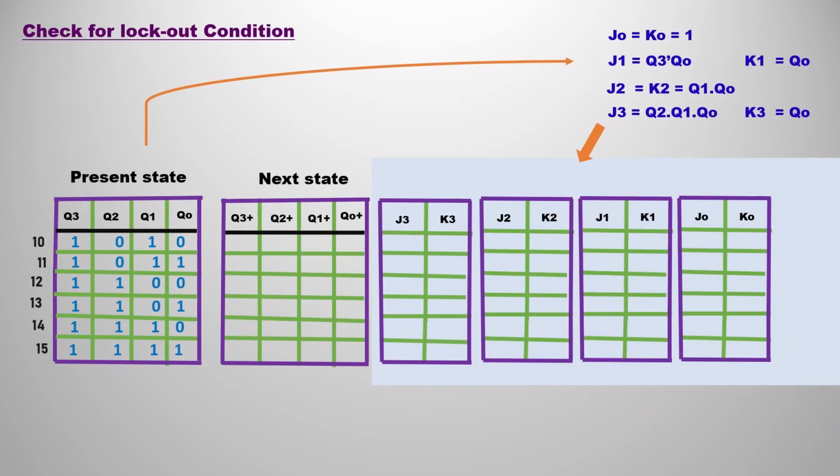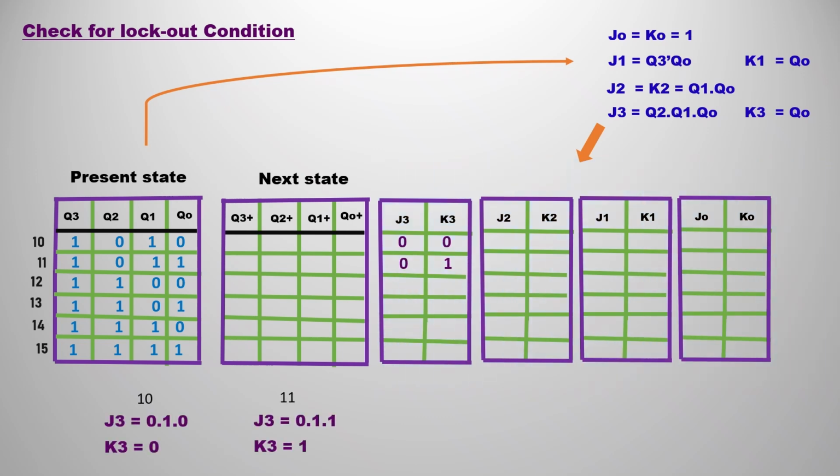Clearly, now we are going to obtain the state diagram for the remaining states also. For that we need the present state and next state. In the present state, I have taken the remaining states from 10 to 15. We will find the next state expressions, that is Q3 plus, Q2 plus, Q1 plus, Q0 plus, with the help of the present state and the expressions that we already had. Correspondingly I have taken the remaining inputs, J3 K3, J2 K2, J1 K1, J0 K0. We are going to find all these 8 inputs with the help of the expressions that we have already got.